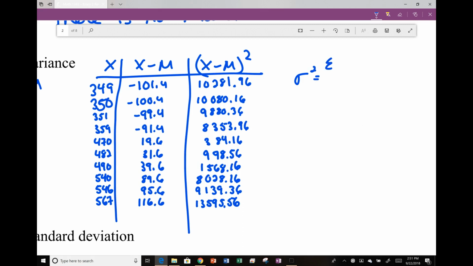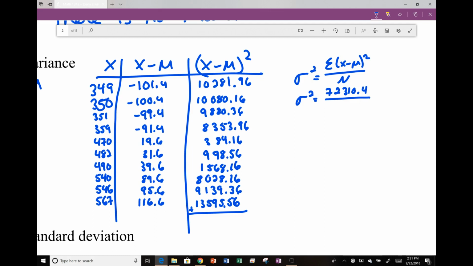Sigma squared tells me to add up all the values minus their means squared. I'm going to divide by n. This one, since it's a population, I'm just dividing by n, not n minus 1. So I'm going to add up all these values, and when we do so, that gives us 72,310.4.